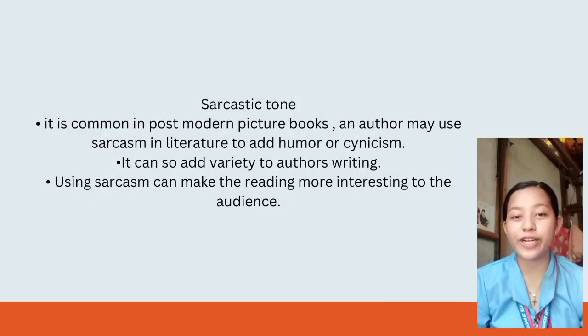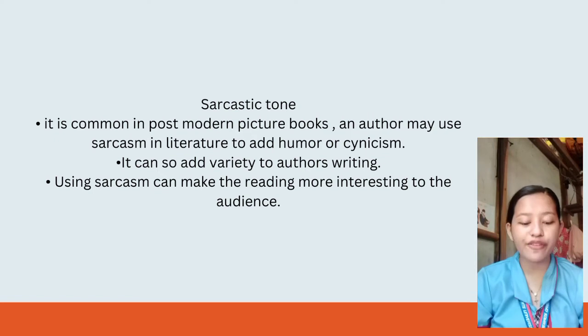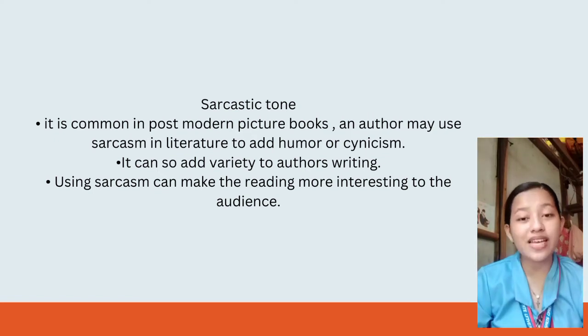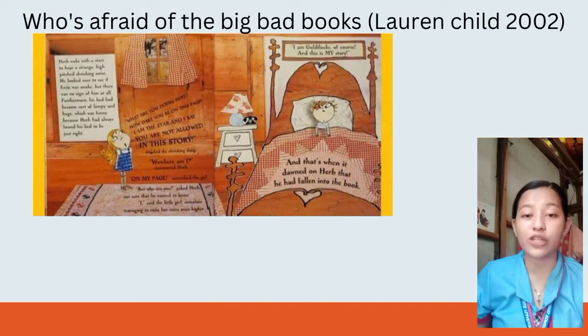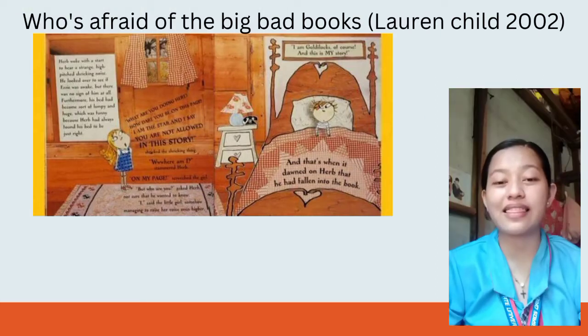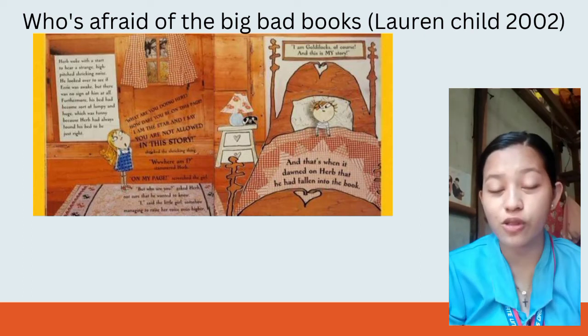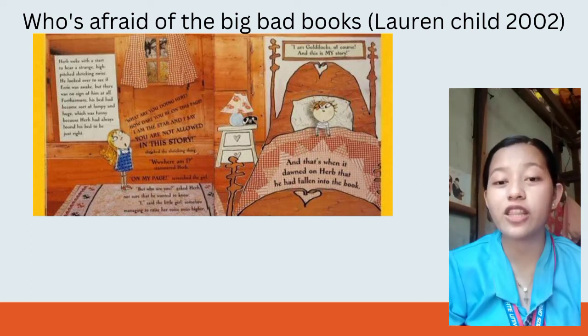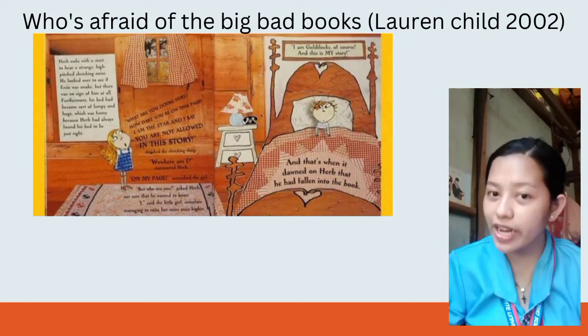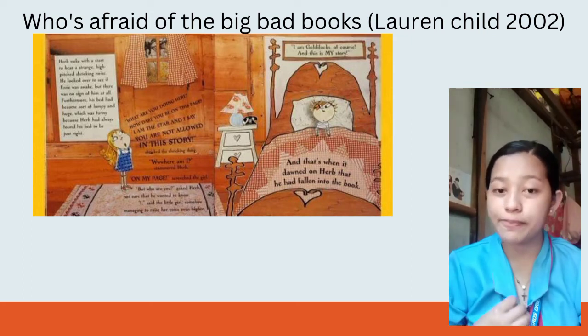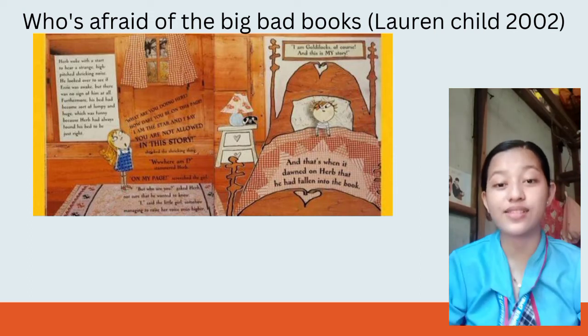Let's proceed to the third element of postmodern picture books, which is the sarcastic tone. Sarcastic tone is common in postmodern picture books since an author may use sarcasm in literature to add humor or cynicism. It can also add variety to authors' writing. Using sarcasm can make the reading more interesting to the audience. Discussed in the self-referential text stories, Who's Afraid of the Big Bad Book also has a sarcastic tone.